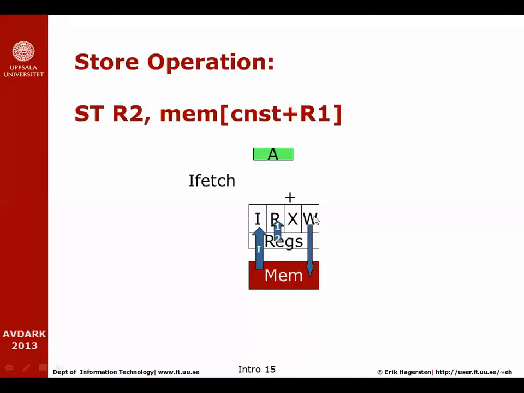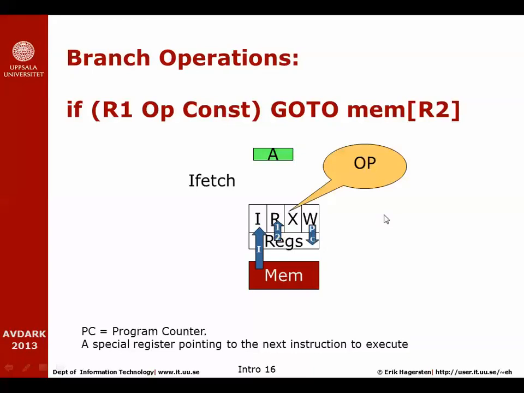And then at the W stage, we're going to store the value from register 2 into that memory location. Finally, we have a conditional branch that says if register 1 has some property, for example, is larger than 0, then go to a new instruction which is stored in memory R2.